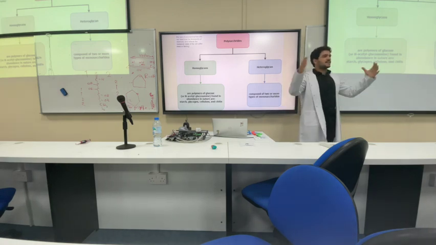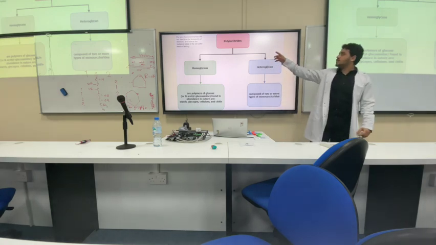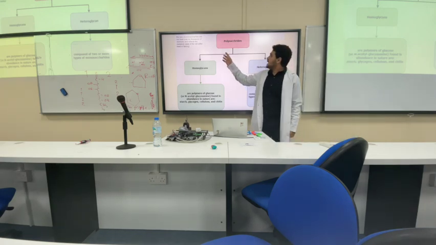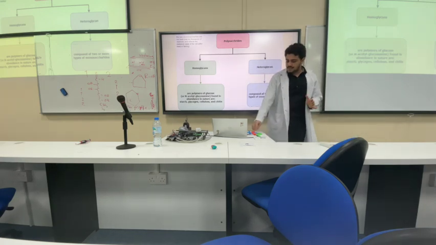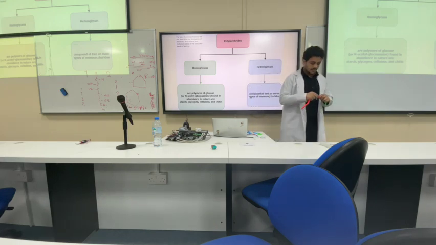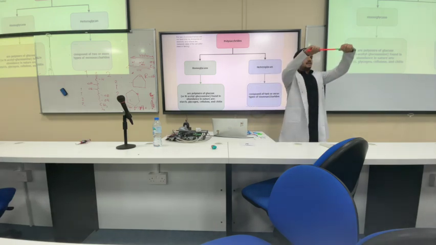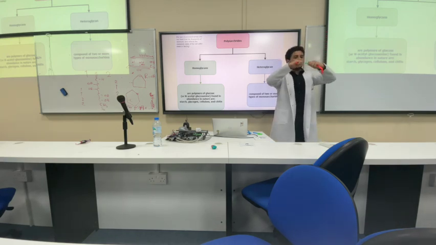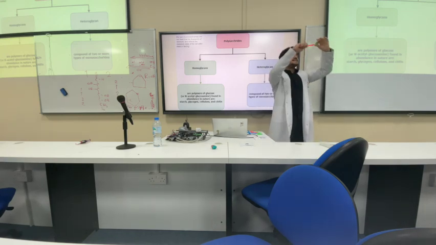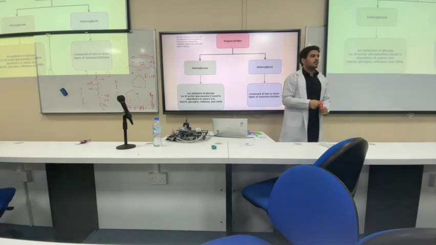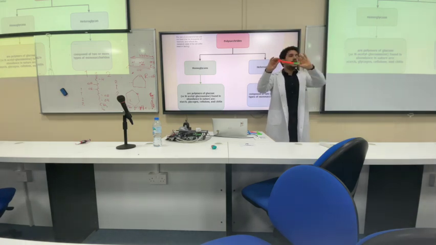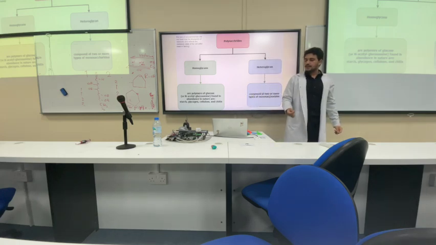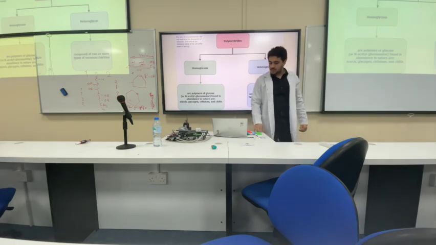Now we move on to the biggest group, or the biggest family, which is the polysaccharides. Before I begin, the size of the polysaccharides can vary. It could be found like this, or like this, or like this, but it's still the same family and still has the same components. Could be starch, glycogen, and all the ones that we have mentioned.